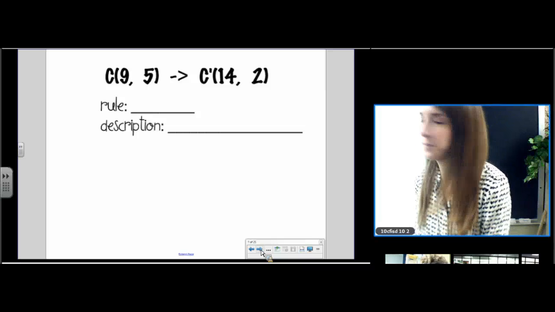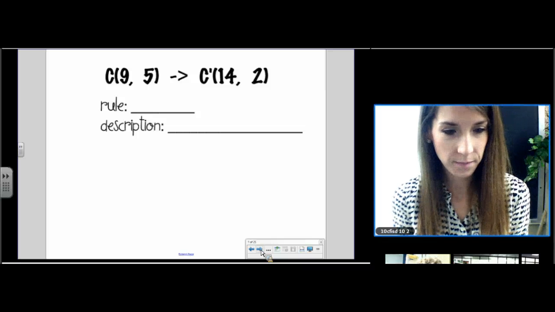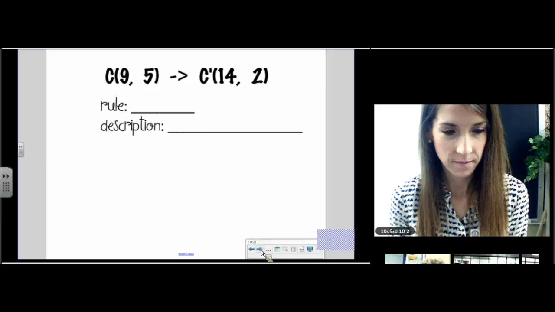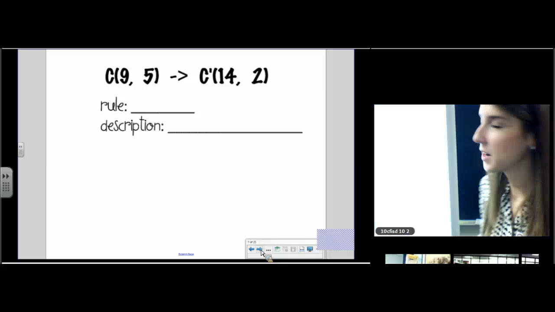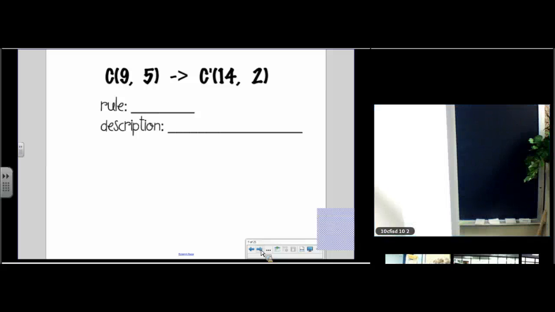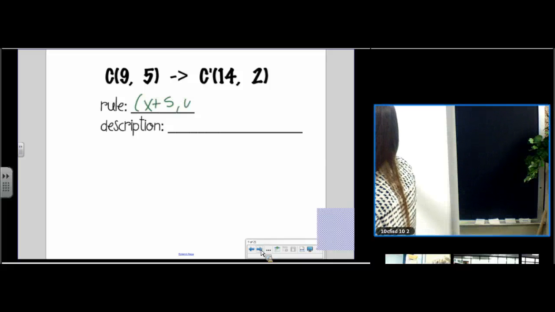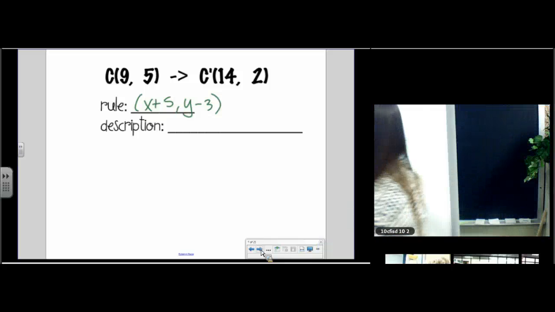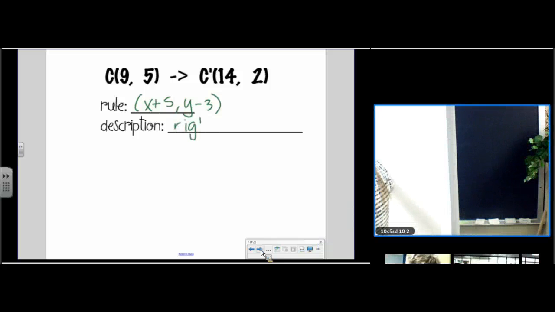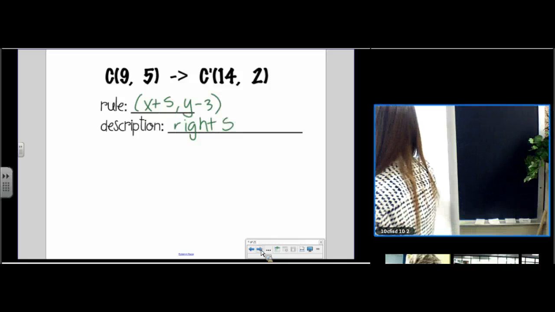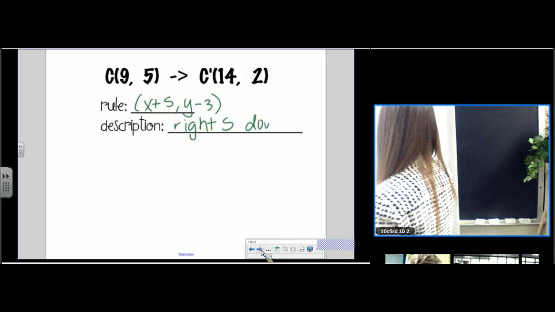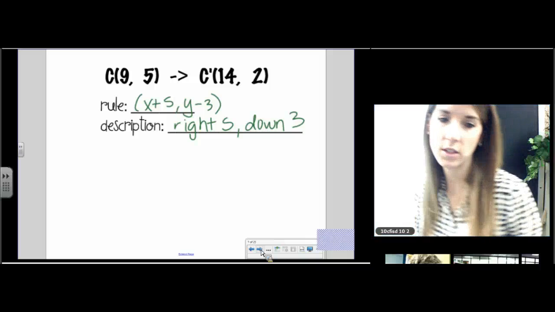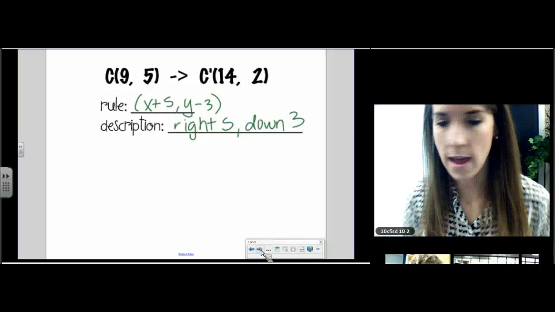Okay, next one. Try this one. Wonderful. The rule is x plus 5, y minus 3, and the description is, okay, good. We're going 5 to the right and down 3. I don't care if you put the number first or the description first. Okay, I think we have that.